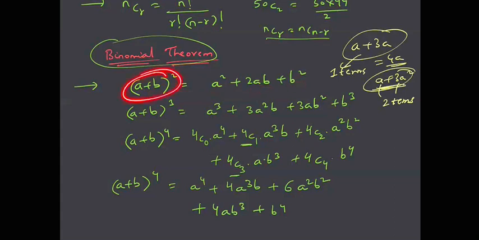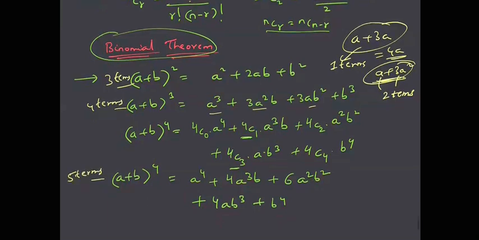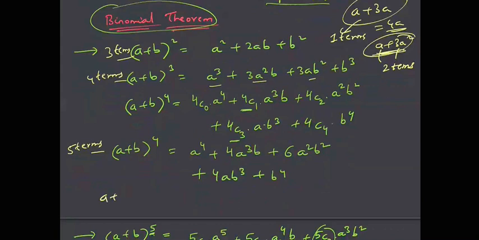So in (a + b) whole square we have how many terms? 3 terms. In (a + b) whole cube you can see we have 4 terms, right? In (a + b) whole power 4 you can see we have how many terms? 1, 2, 3, 4 and 5 terms. So in (a + b) whole power n you will have n plus 1 terms. This is the general pattern which we can observe.